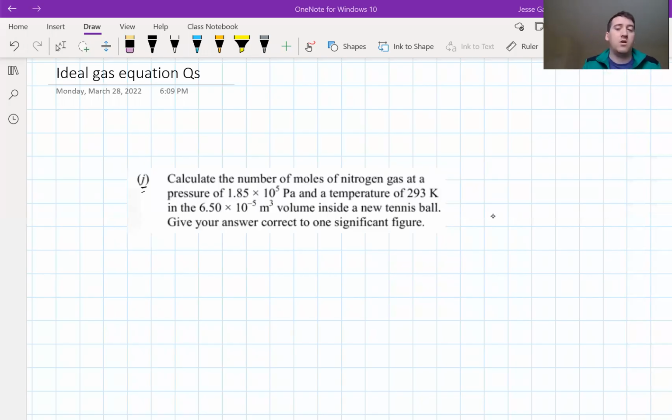Hi, in this video, we're going to do some exam question walkthroughs on the questions that have come up on the ideal gas equation. So the first thing is, can you recall the ideal gas equation? Before we look at any of them specifically, what is the ideal gas equation? Pause the video now and see, can you write it down?